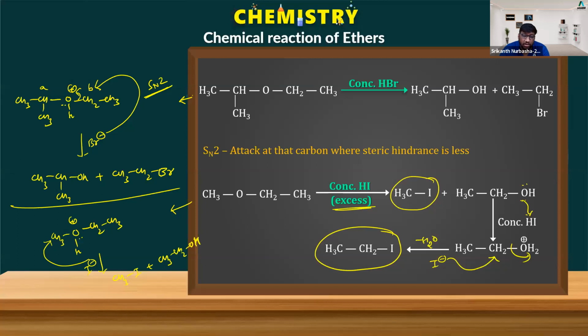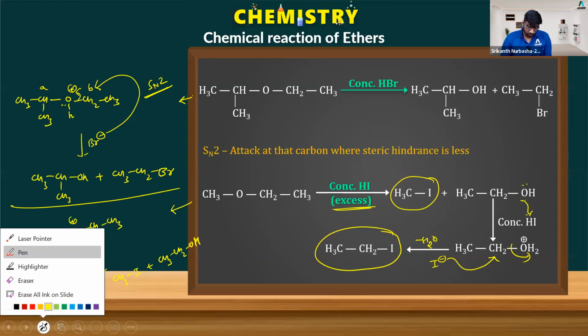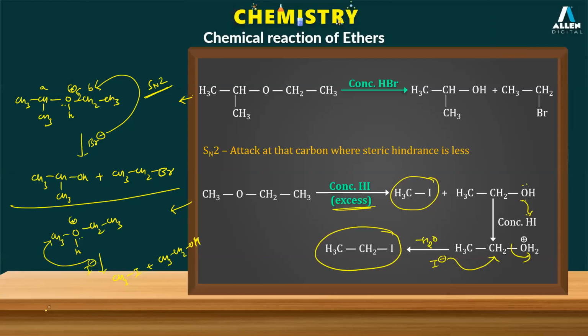Whenever you treat with concentrated HI in excess, what is going to happen, students? Then you have to convert the alcohol to the respective alkyl halide again because HI is in excess. Is everything clear so far? Yes, sir.